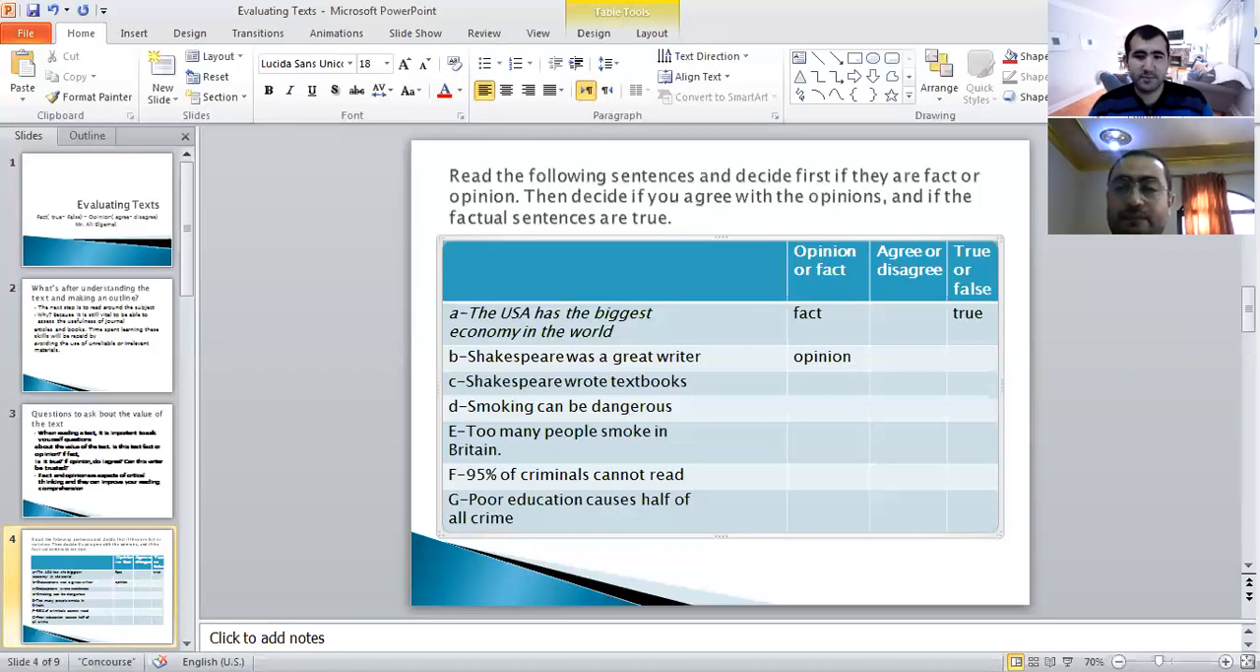Shakespeare wrote textbooks. I think he wrote short stories or stories, but not textbooks like scientific books. So I think it's a fact, and this fact is false. He wrote books, but not textbooks. Shakespeare wrote plays, for the theater. Hamlet, for example, one of his, like Julius Caesar, for example. Tragedy. So this is a fact, but it's not true. It's false.